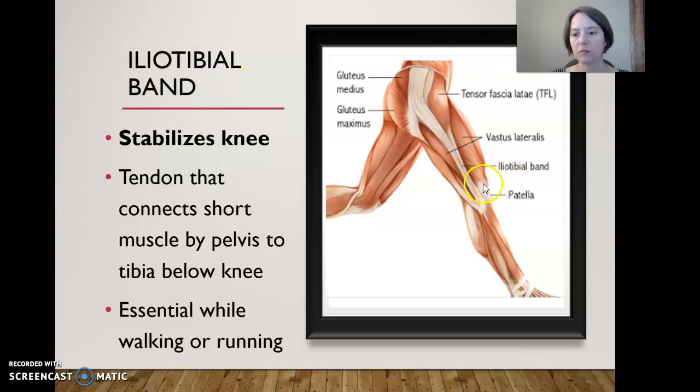We can see here it goes up from the ilium. There's this small muscle, the tensor fasciae latae, and that ends in the iliotibial band, and then those all connect past the knee to the tibia, and that really helps in stabilizing the knee. And so this is essential. You use this every time you walk, run, stand, sit.